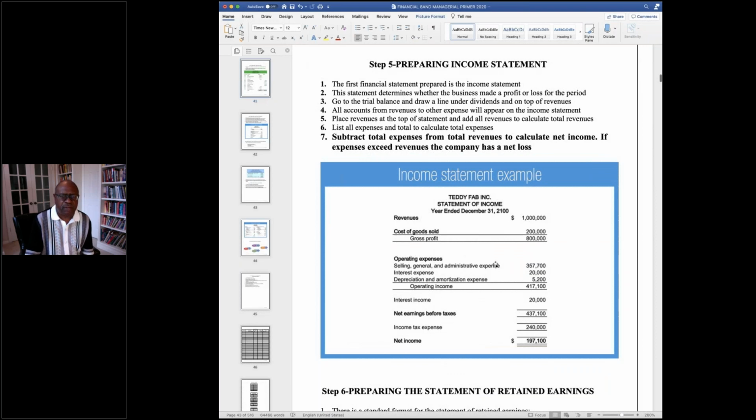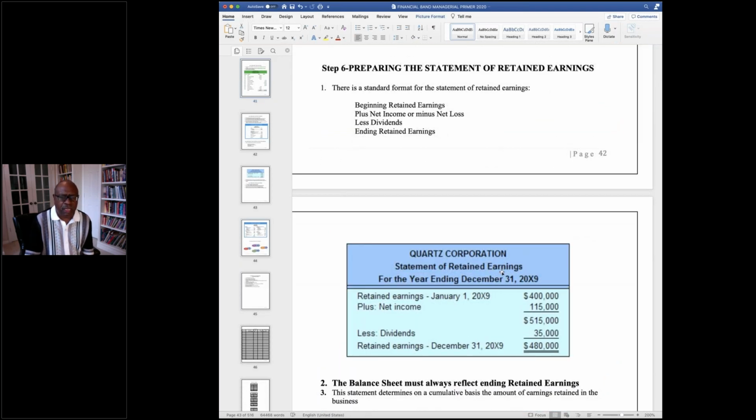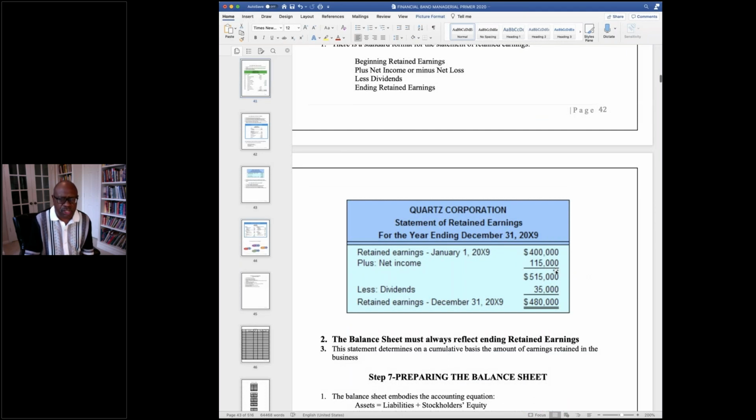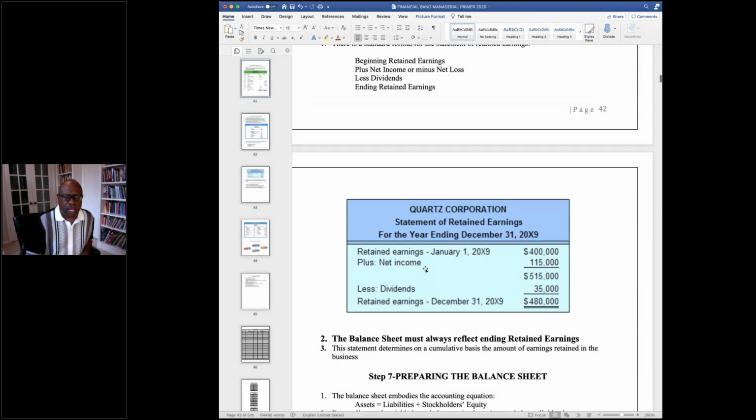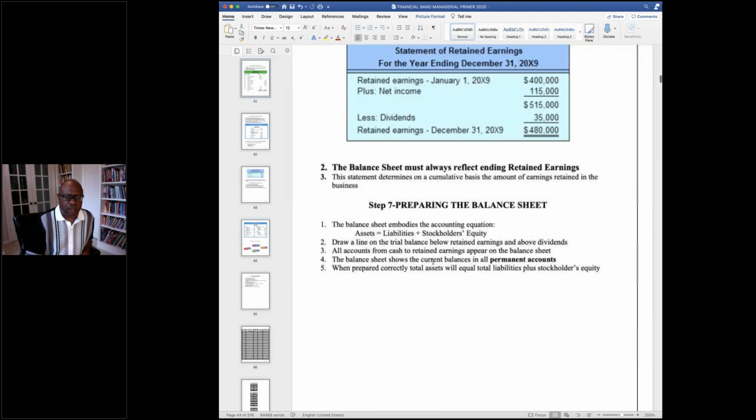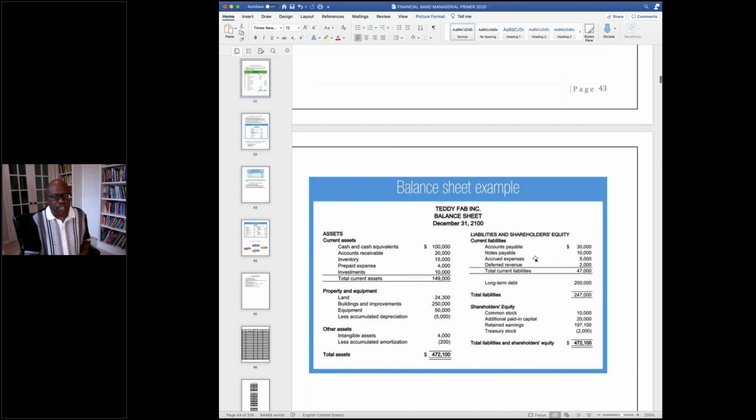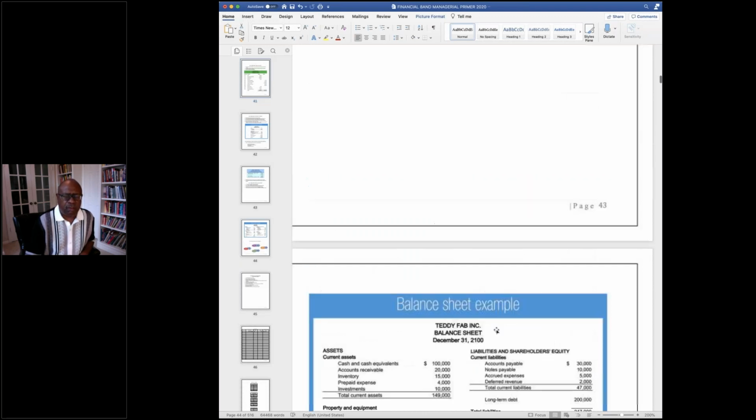This is how a little comprehensive income statement looks. This is how a statement of retained earnings looks, which shows how much is retained in the business. And it looks this way all the time, except you would subtract if there was a net loss. This is the balance sheet, which shows where we are at a particular point in time. So once we had the income, this shows all the assets, property, plant, and equipment, all the liabilities, all the stockholders' equity, the permanent accounts.